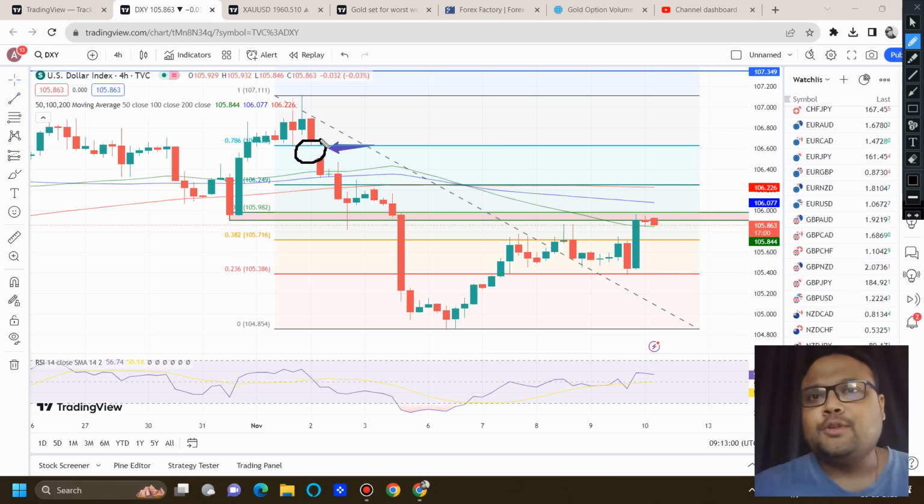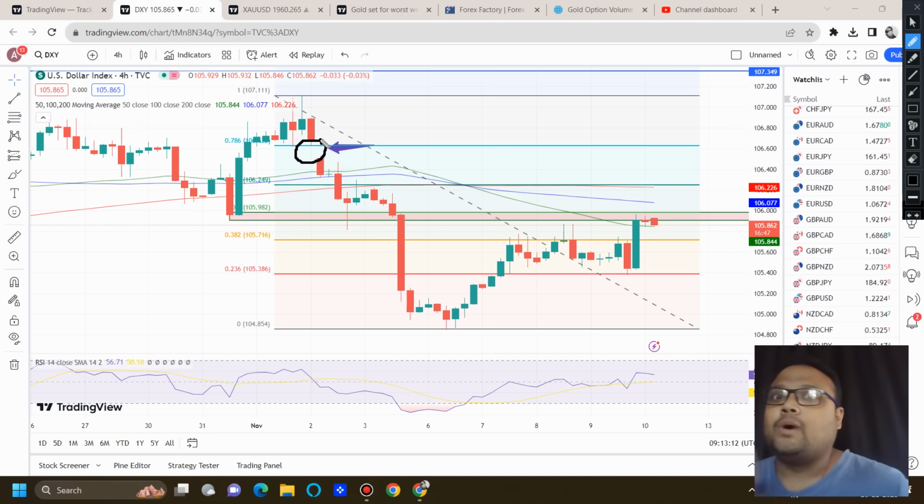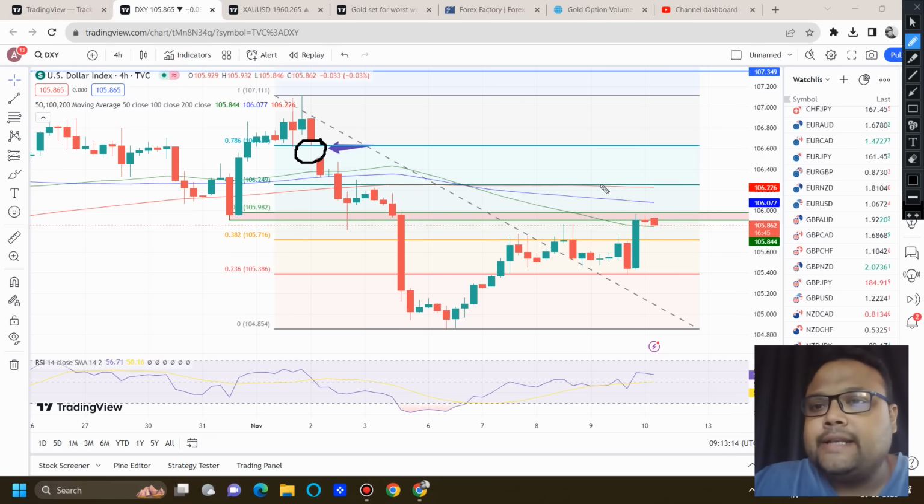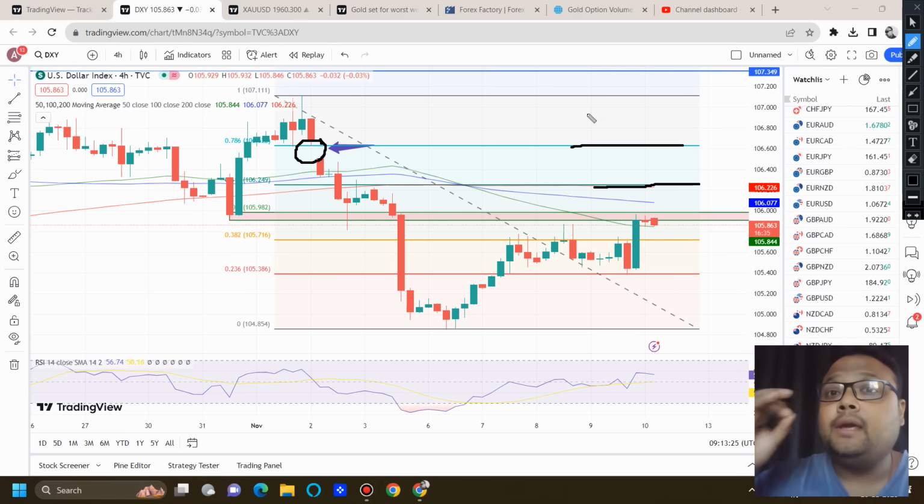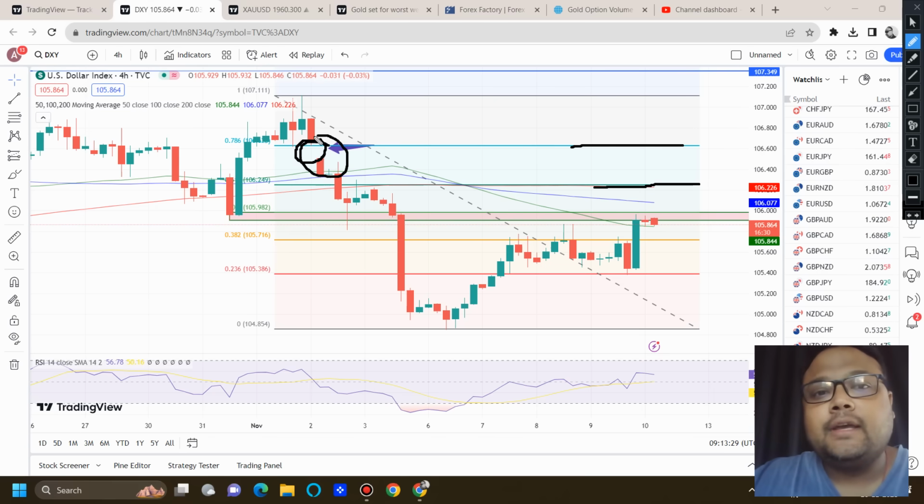If DXY fails also by next week, at least it will try after a couple of months, because I have been trading for more than a decade, and especially in the stock market we can easily see that the market doesn't like gaps. Market fills the gap at one point. So you can see the next stop of DXY is 106.25, and then we have this resistance around 106.60, and once DXY heads towards 106.60, it will also fill the gap here.